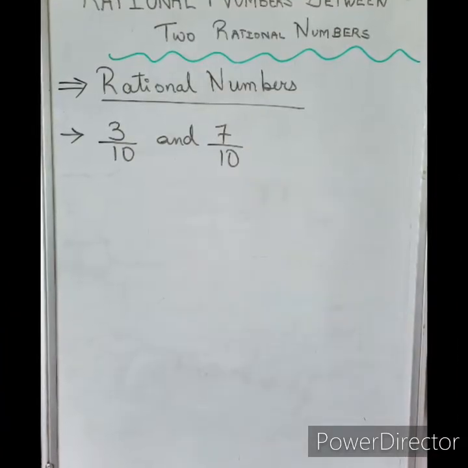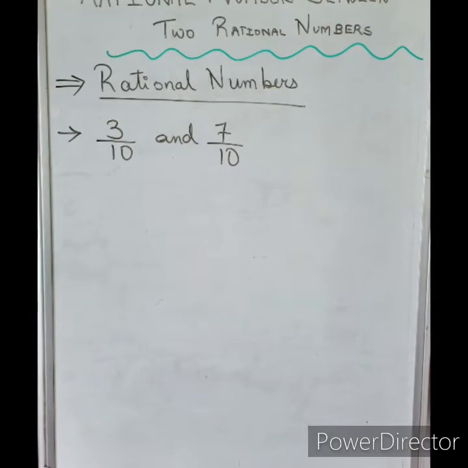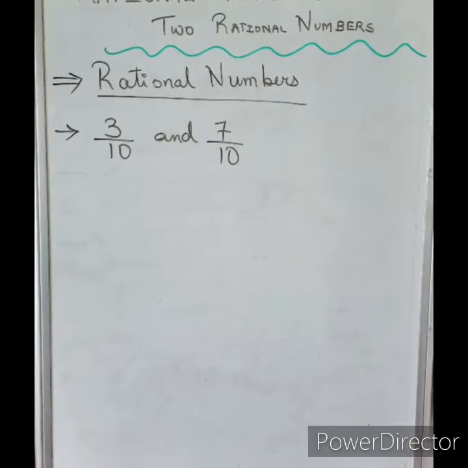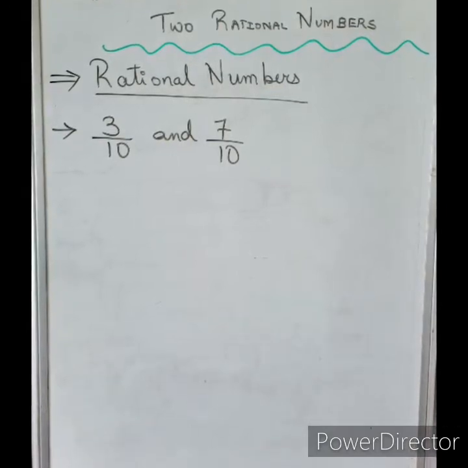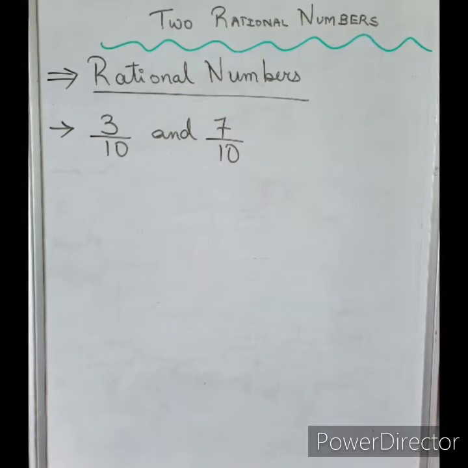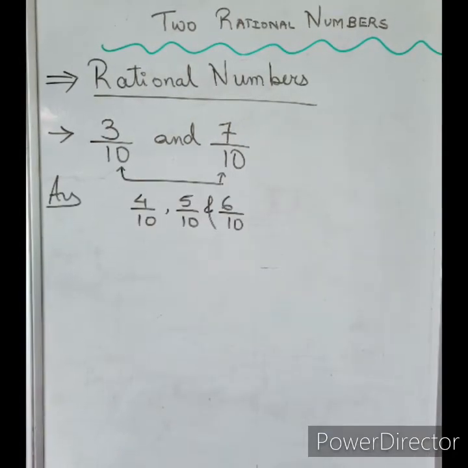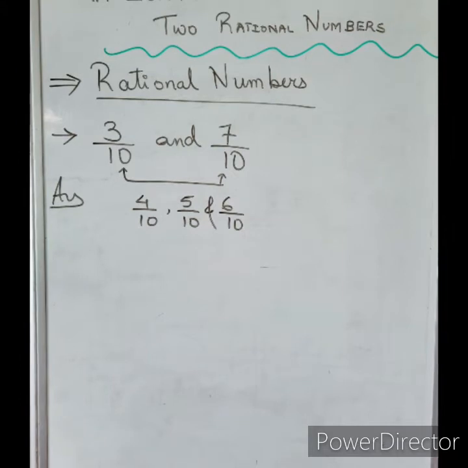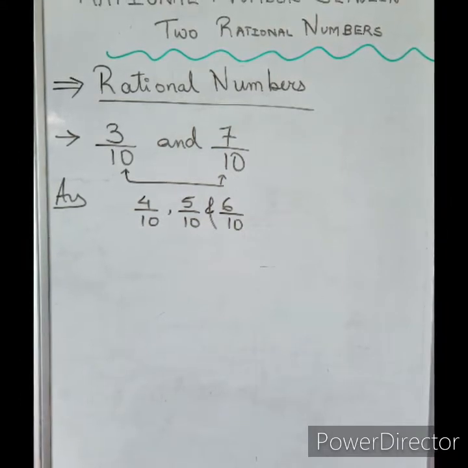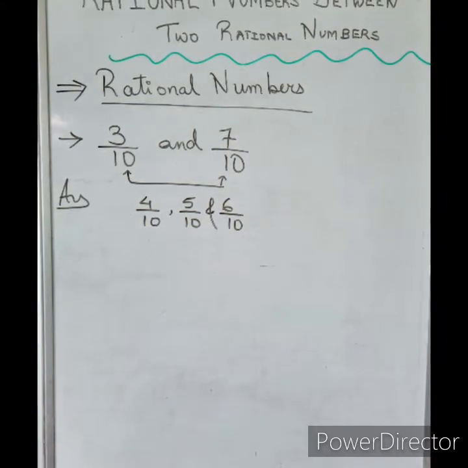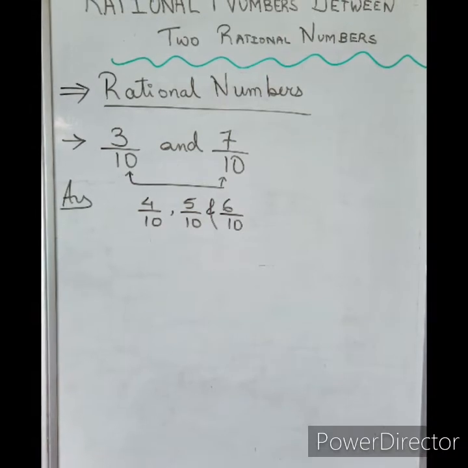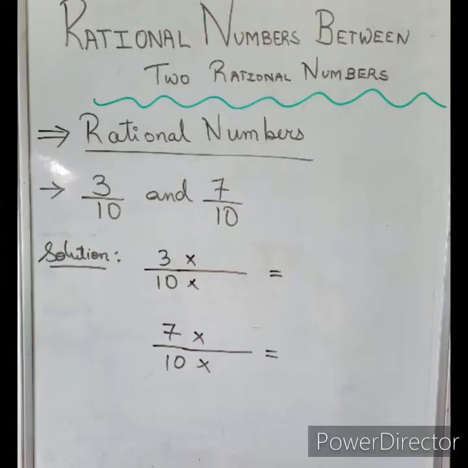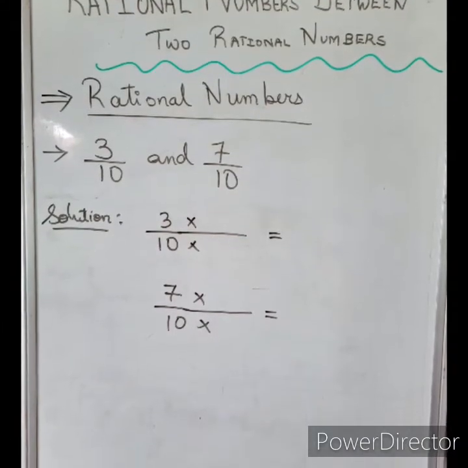But let us have a look at the rational numbers. 3 upon 10 and 7 upon 10. Let's find the numbers between 3 upon 10 and 7 upon 10. You might say we have only 3 numbers between 3 upon 10 and 7 upon 10. But this is not the case. We can have many numbers, by making the fractions equivalent fractions.